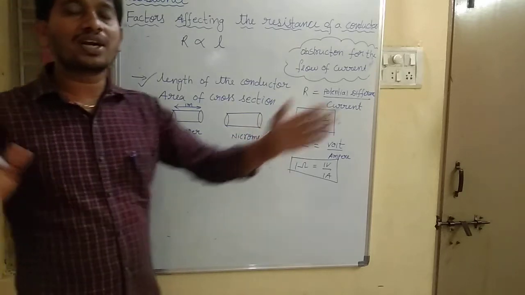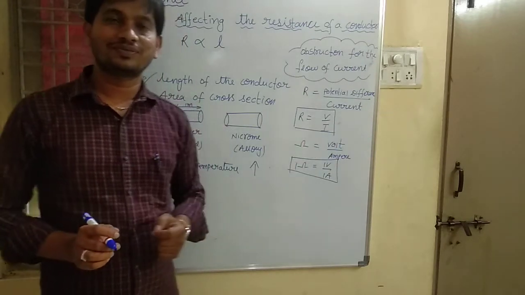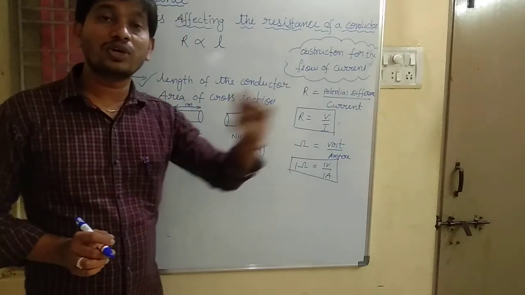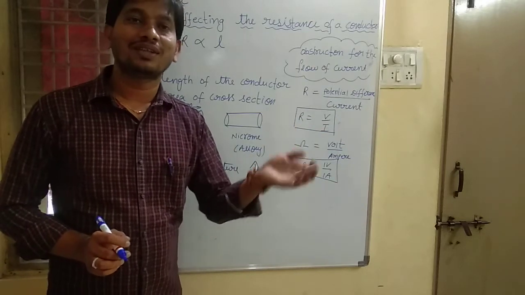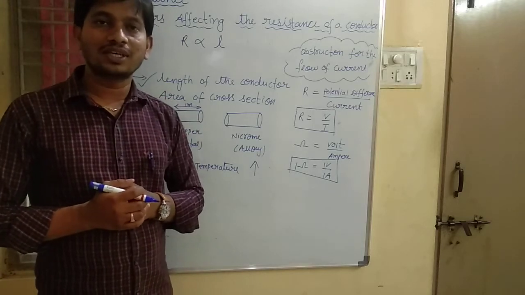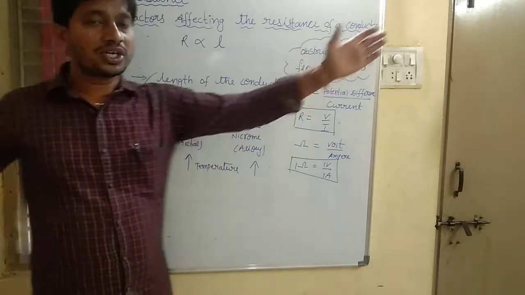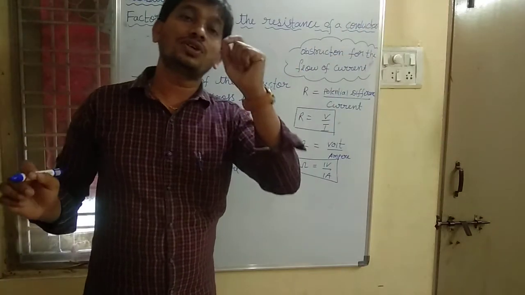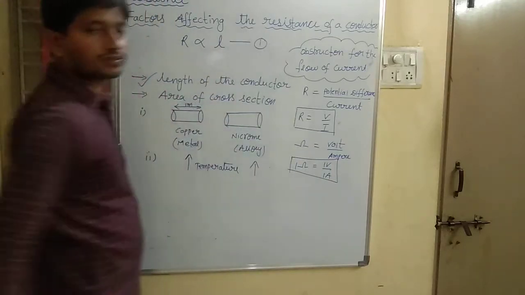If the length of the conductor is more, it takes more time for the current to flow. It means it is taking much time, so resistance will be more. If it takes less time, resistance will be less. So if the length of the conductor is more, resistance is also more. So that is equation number 1.